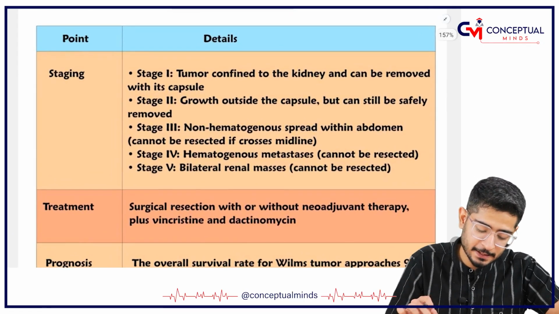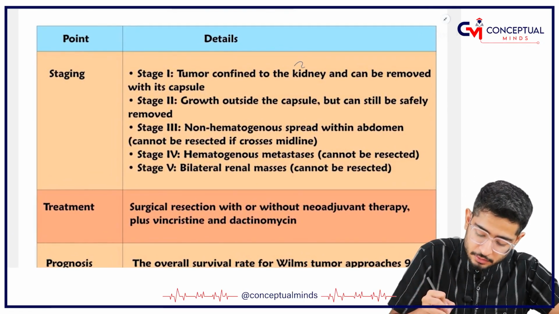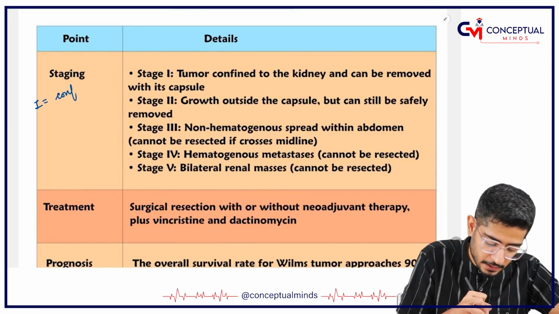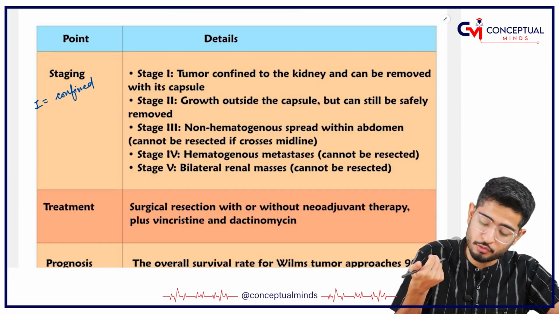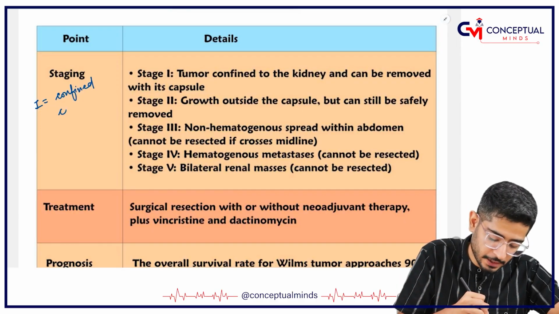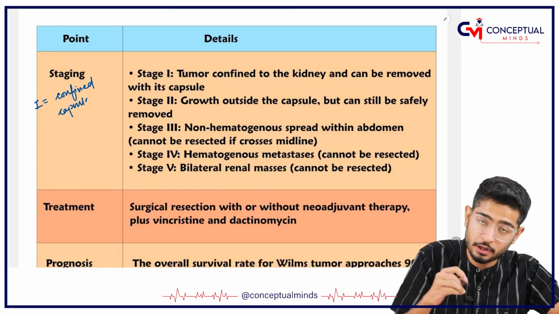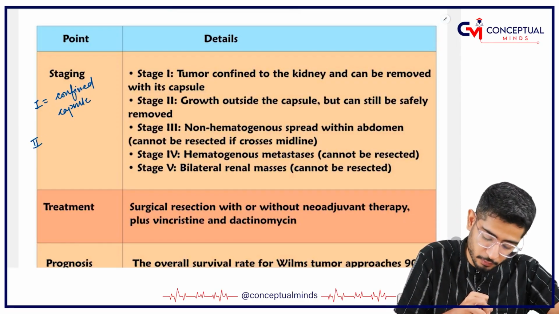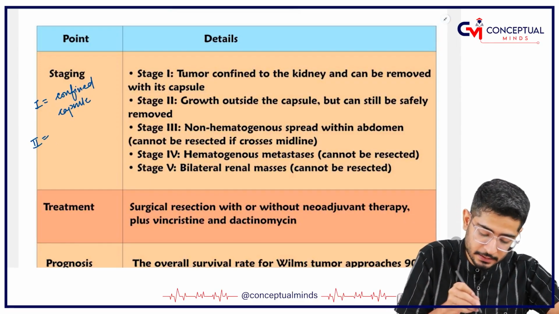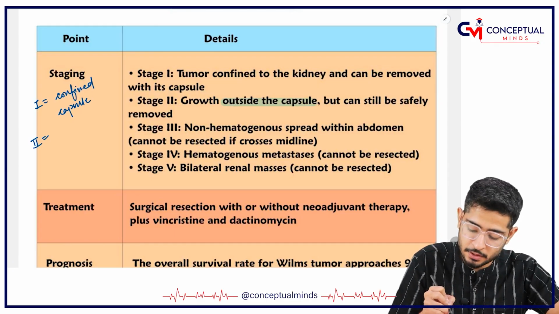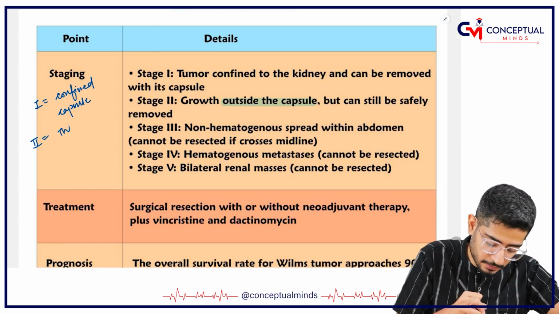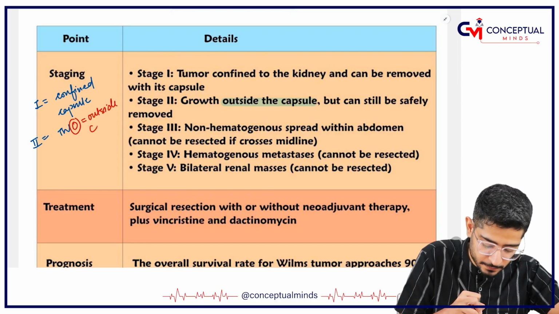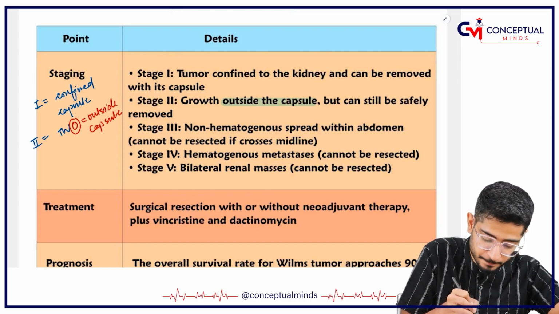So please understand that in stage 1, it is confined to the kidney. Stage 1, it is confined to the kidney, number one thing. So it can be removed along with the capsule of the kidney. In second, it is outside the capsule, but can still be safely removed. So 2, T W O, O means out, so outside the capsule.